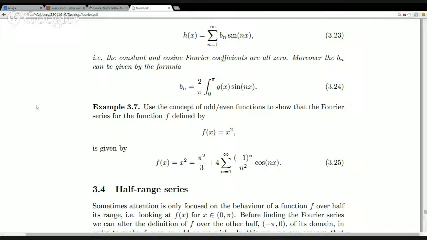So we can evaluate it at x equals 0, and what do we get on the left-hand side? We get 0 squared. But on the right-hand side, you get a third of pi squared plus the sum from n equals 1 to infinity of minus 1 to the power n, 4 over n squared, times the cosine of n times 0. Cosine of 0 is 1, so you just get this. So that means 0 is a third of pi squared plus, take that 4 out, just start looking at a few of these. What is this? This is 1.